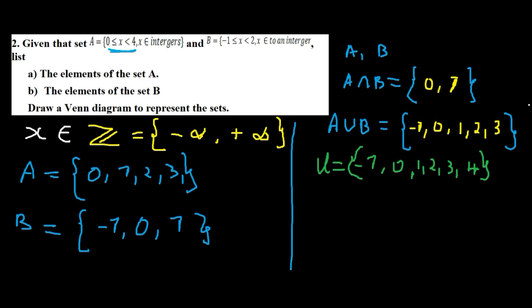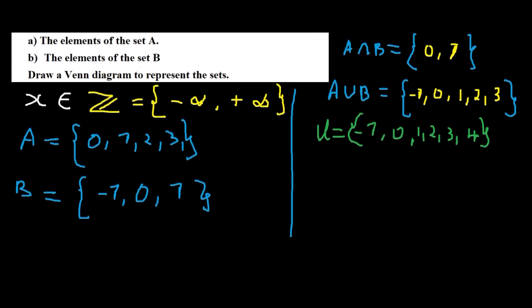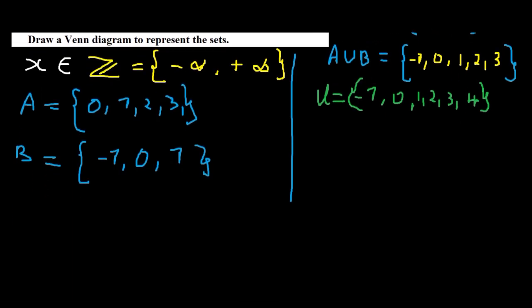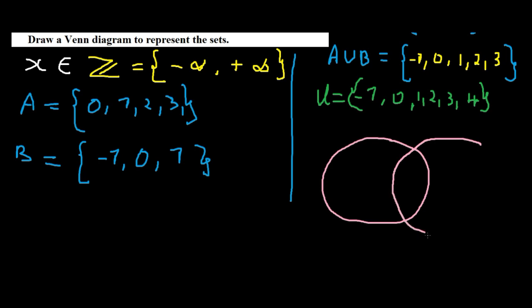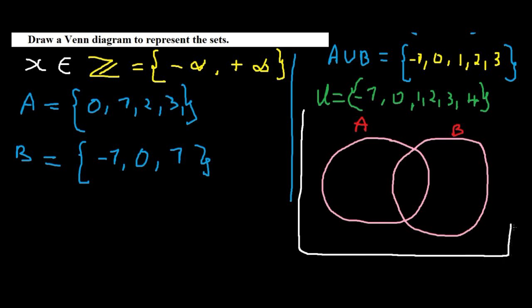So now going down to draw our Venn diagram, we are going to have something like this. Let me use this color to draw. Since we have seen that there is an intersection between A and B, that guides us to draw, first of all, two circles that are intersecting. Here is set A and here is set B, and now this is our universal set.